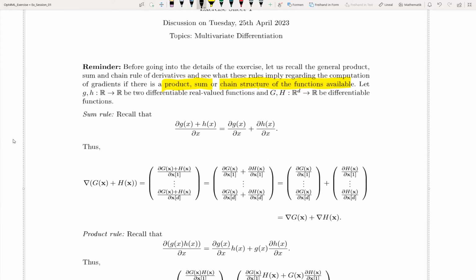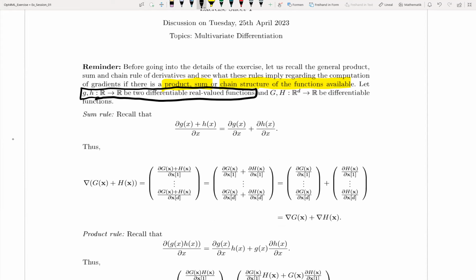In order to distinguish the univariate case and the multivariate case, uncapitalized g and h are the univariate functions, mapping a real valued number to a real valued number. To distinguish this from the multivariate case, we write capitalized G and H, which map d-dimensional vectors to real numbers. All right, so let's start with the sum rule.